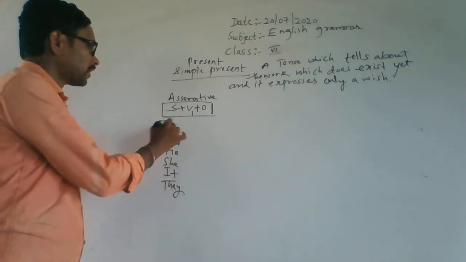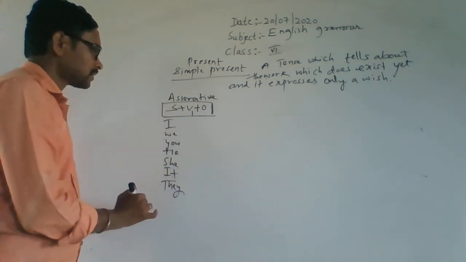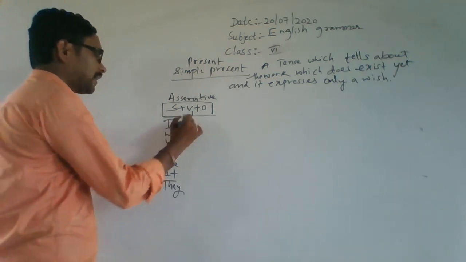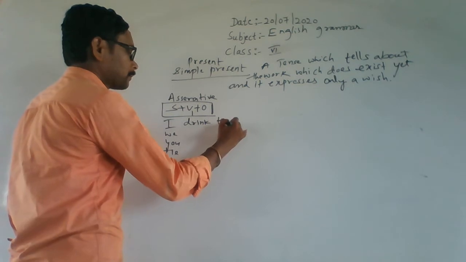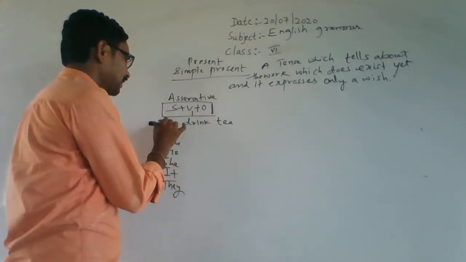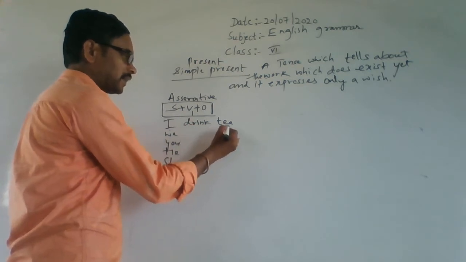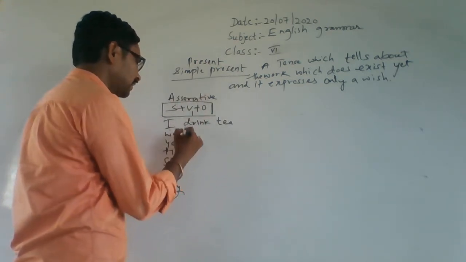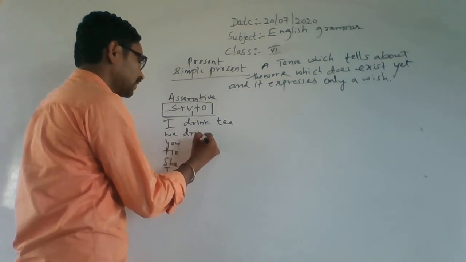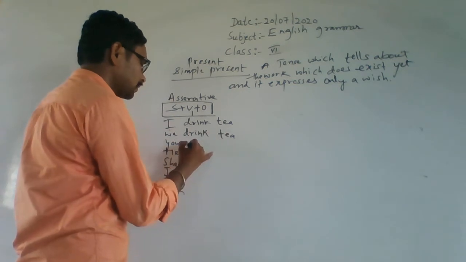So according to the formula, all these are subjects. All these are what? Subjects. Then I drink tea. So here the subject is I, the verb is drink. Then the last one is object. I drink tea. Then here also no more change. Here also you should write we drink tea. Here also drink.